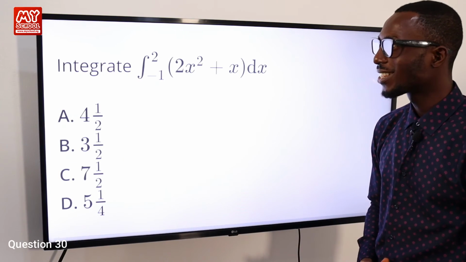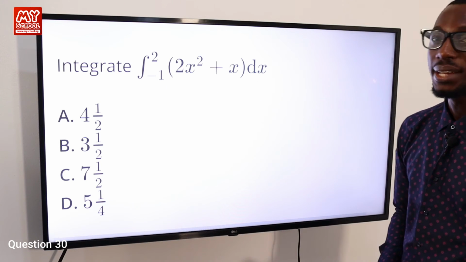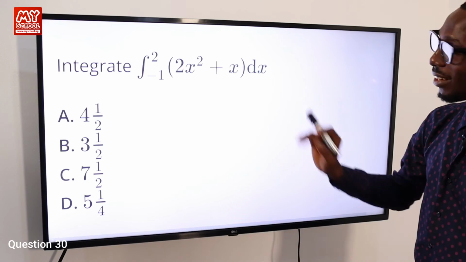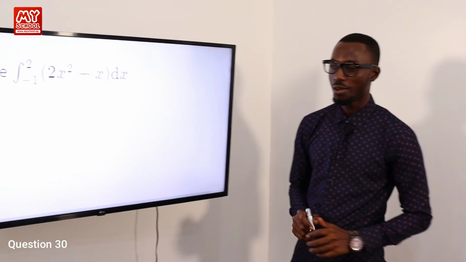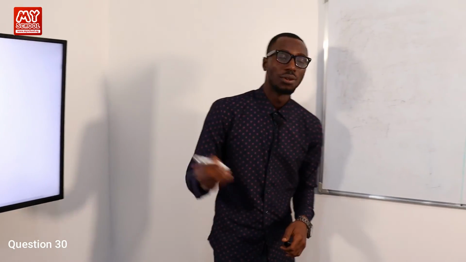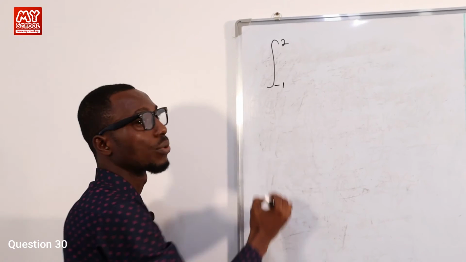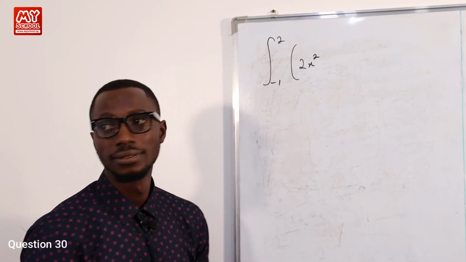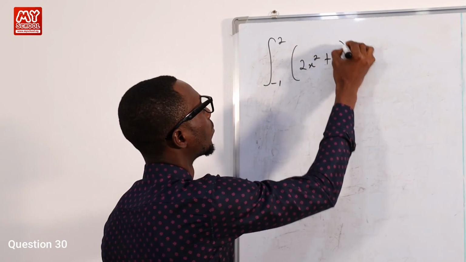Down to question 30. Integrate from minus 1 to 2 of 2x squared plus x dx. So this is a very simple question on integration. So at first, pull out our question: integral from minus 1 to 2 of 2x squared plus x.